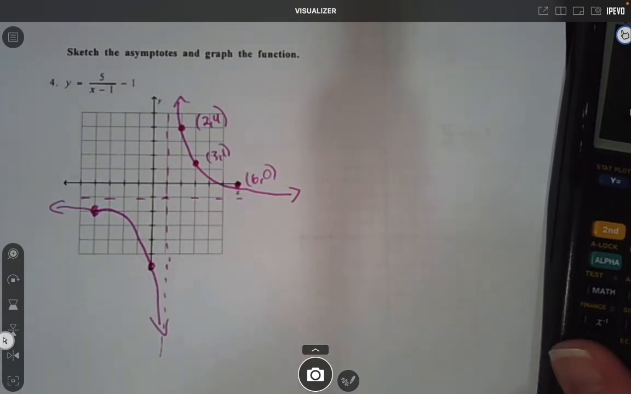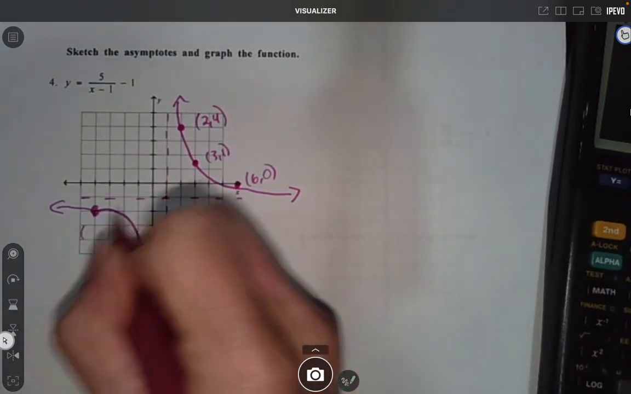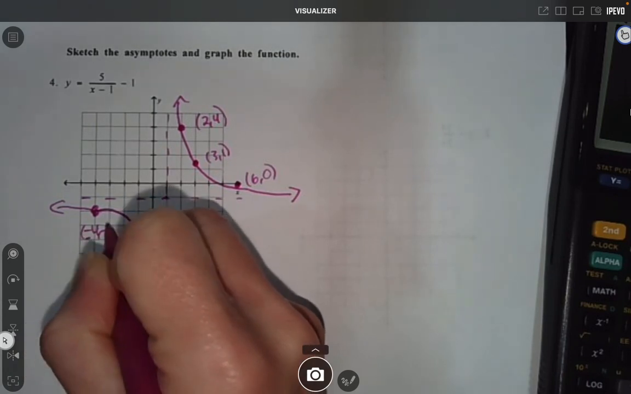If I was... What is that? 0, -6. 1, 2, 3, 4, -4, -2. Anyway.